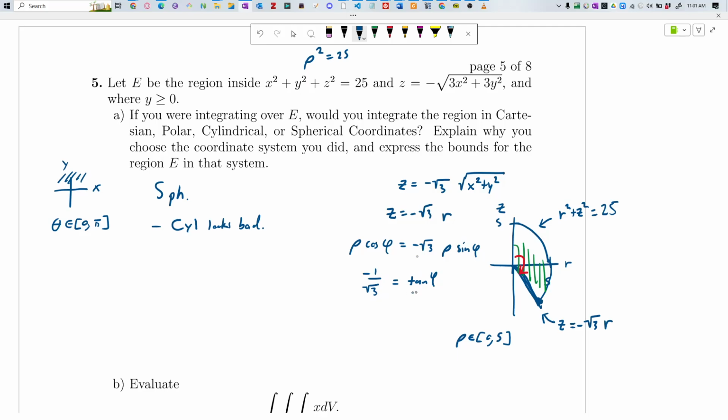Right, so the negative means tangent is in the second quadrant. This value is root 3 over 3. This is the pi over 6. It's a 30-degree angle in the second quadrant, so it should be 5 pi over 6. Phi is equal to 5 pi over 6 is this angle. Does that make sense? So root 3 for the slope. If you go over 1, you go down root 3.